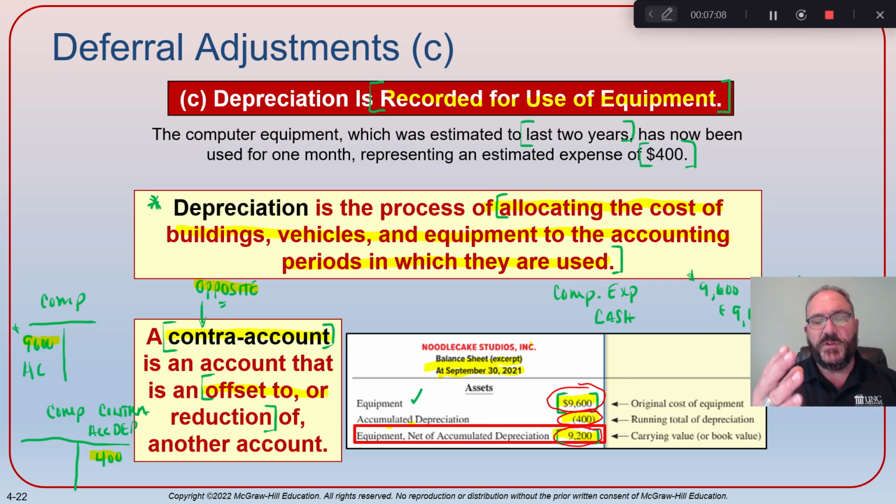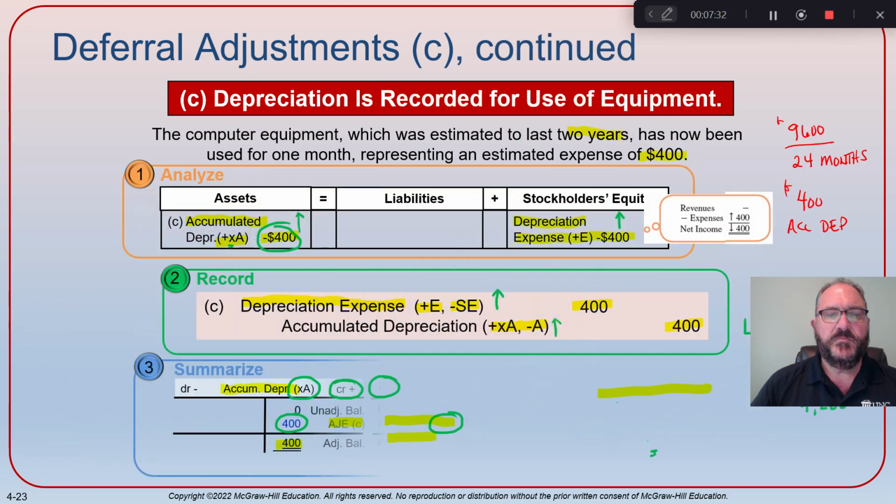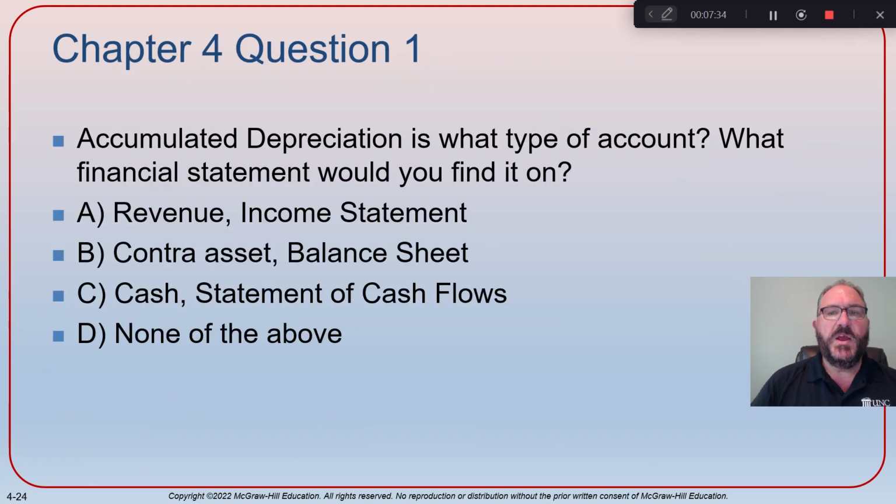By the way, after the next month, what would happen? It would be like this after the next month. It would say $9,600. That would still say the same. That'd be the equipment number. Now the accumulated depreciation, it would go to $800. And then the net amount, that would be $8,800. So you see, we're constantly using this up. There you go. All right.